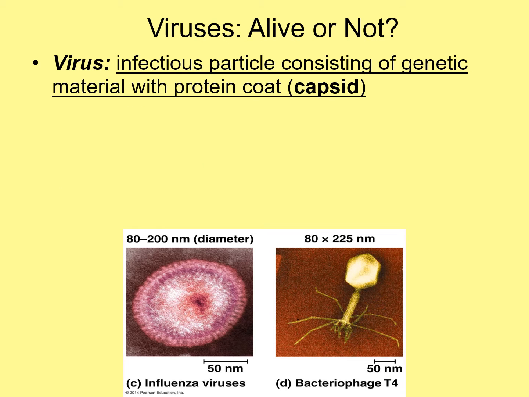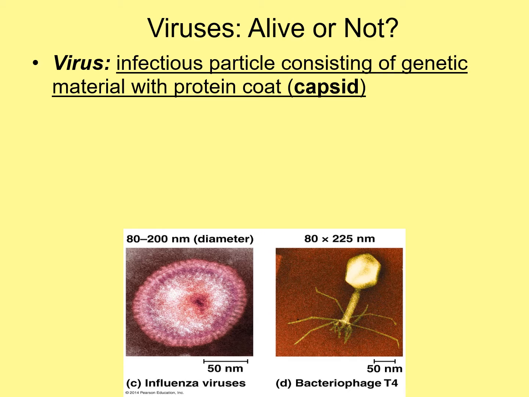First of all, what is a virus? A virus is not a cell. A cell we have defined as the basic unit of life. Viruses are much smaller in general than cells, much smaller. And a virus needs a cell in order to be able to replicate. So the definition of a virus is essentially an infectious particle that generally consists of some genetic material. This could be DNA, this could be RNA, that's surrounded by a protein coat that we call a capsid.